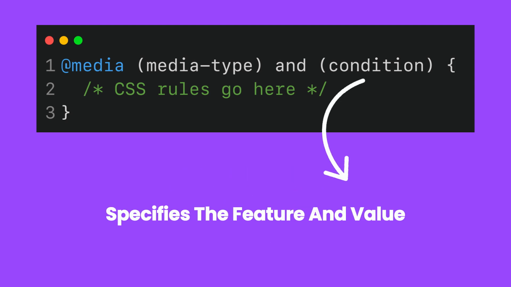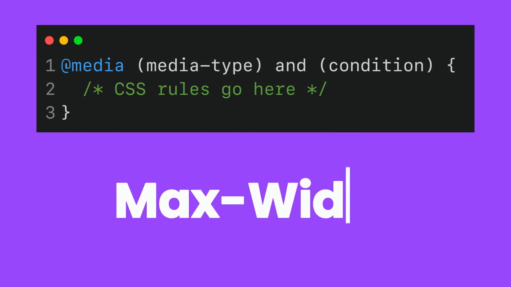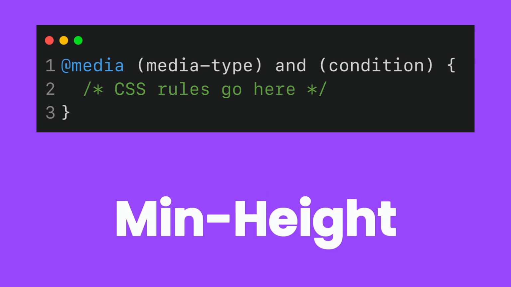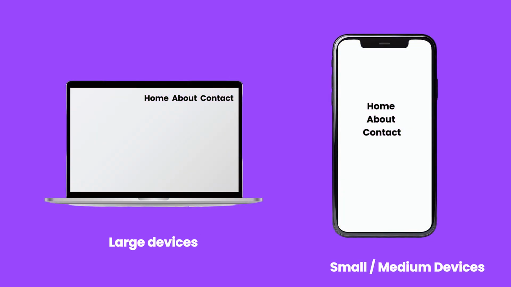Finally, the condition specifies the feature and value for applying styles. Common ones include max-width, max-height, min-height, and orientation. Now that we've got the basics of CSS breakpoints under our belt, let's jump into an example. We'll create a simple navbar layout to explore some common breakpoints in modern web development.